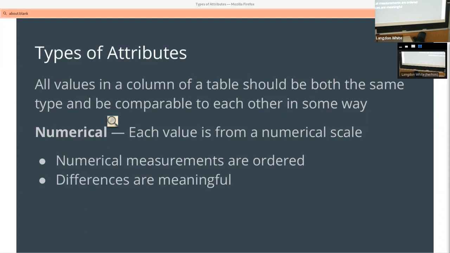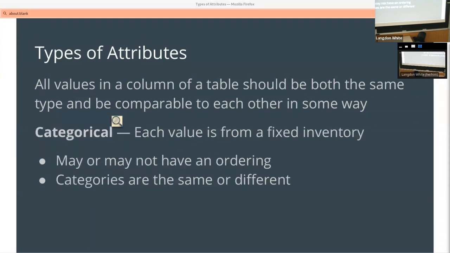Okay, so this is the numerical attributes, but then we also have categorical attributes. So this is where it gets a little bit more deceiving. It comes from what's called a fixed inventory. So there is theoretically a list of all possible values, right? Whereas with numbers, there is no all possible value. It goes infinitely in both directions. There's no end, no limit when you talk about numbers. But with a category, there's a limit, even if they are numbers.